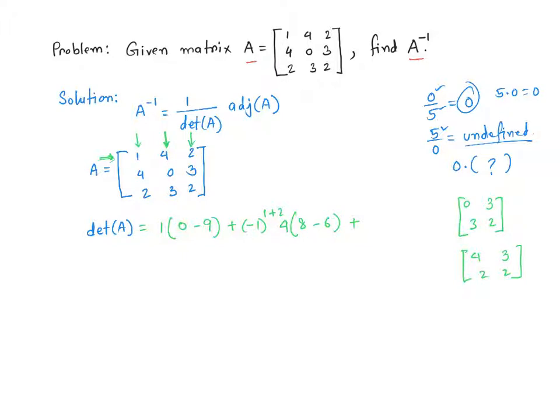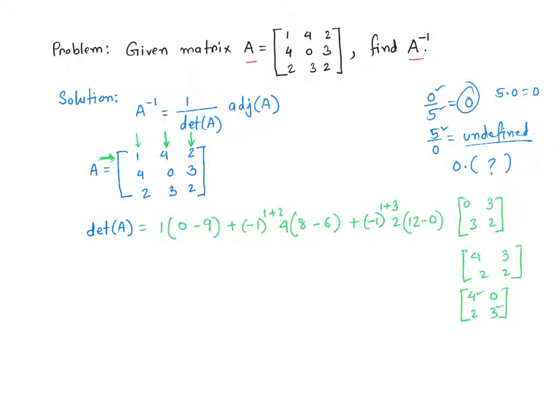plus I look at the first row, third column, which is number 2, so I'm going to have negative 1 raised to the power 1 plus 3 times 2. That has to be multiplied by, if we ignore the first row and third column, I'll be left with 4, 0, 2, 3. Then the determinant of that is going to be 4 times 3 is 12, minus 2 times 0 is 0.